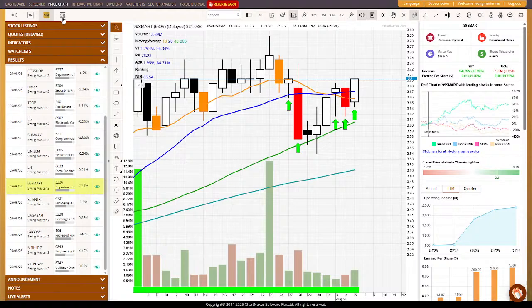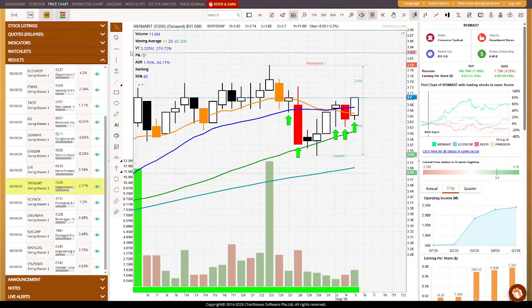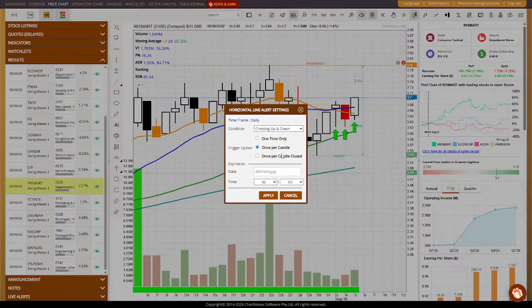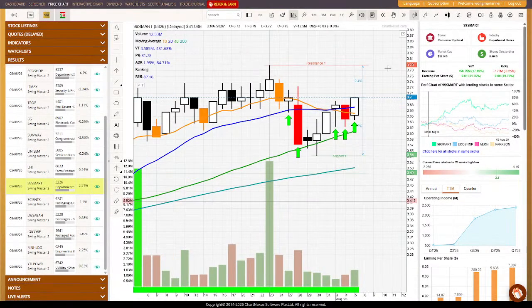Again, I just need to click this support and resistance. All right, so I know that my resistance one here, that is my entry. So I will set an alert, set an alarm, to tell me when this 99 Smart trades to this price of 379 cents. So over here, you have the alarm already set.